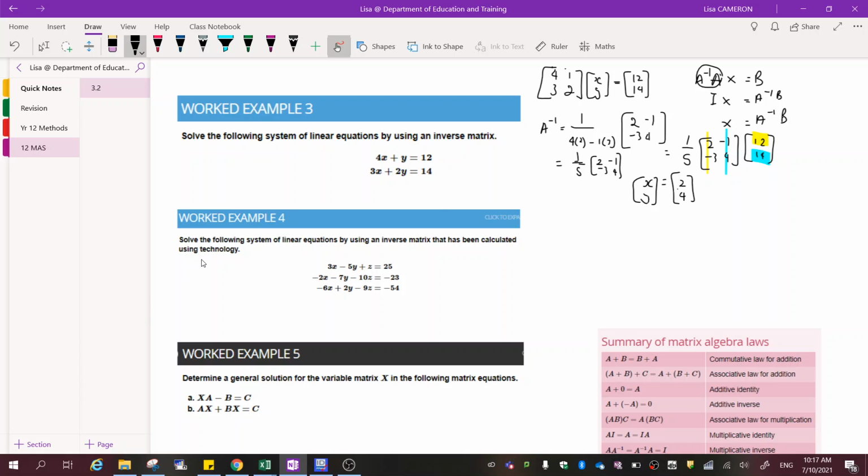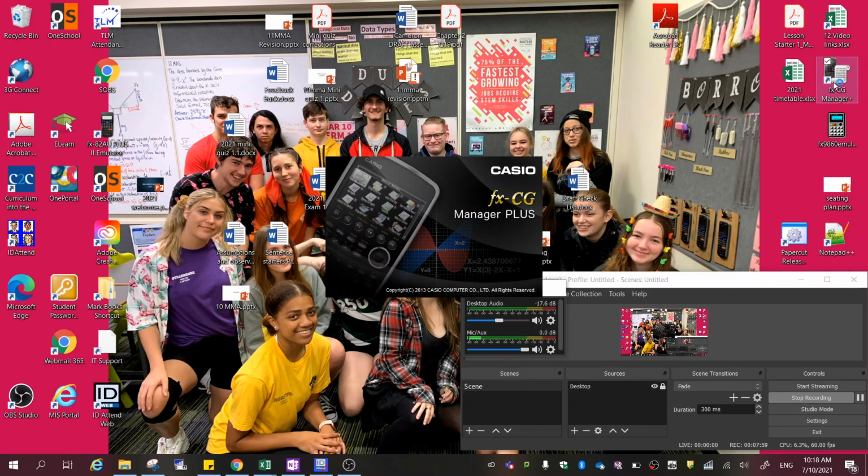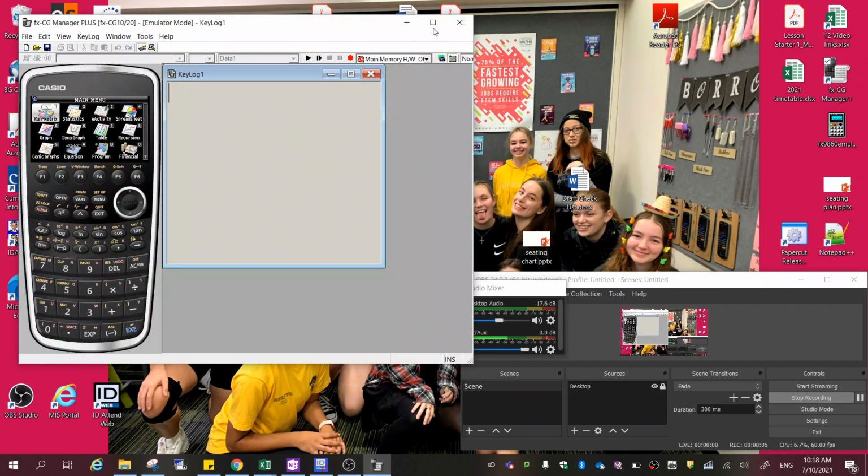Okay, the next question is worked example 4. Now, we're solving the system of linear equations using technology. So I'm going to go to my graphics calculator, when it decides to load. Okay, and I'm going to go into my run matrix.